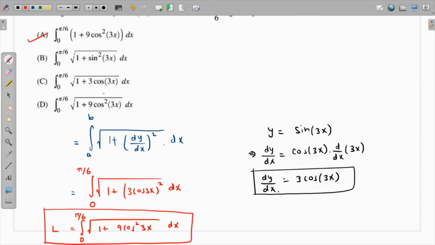Option A seems to fit the right choice. Not really. Option A does not have a square root, my bad. Option D has a square root, and this seems to be the right choice.